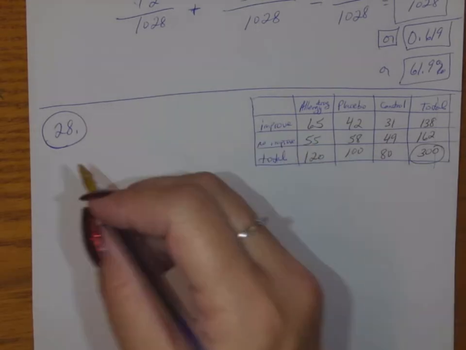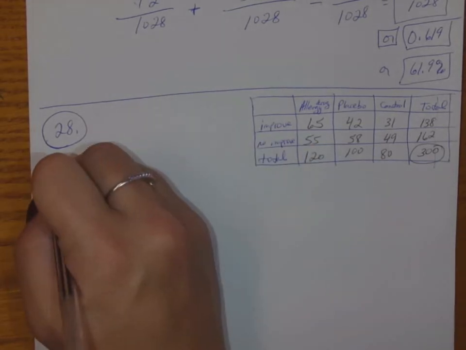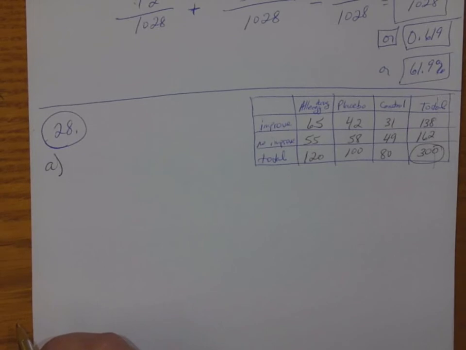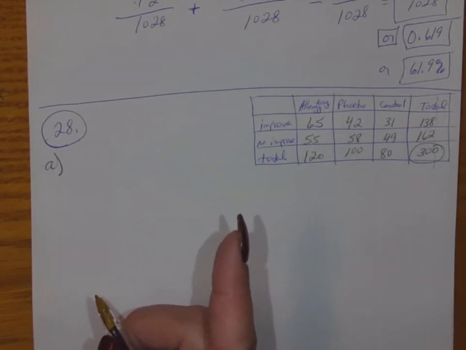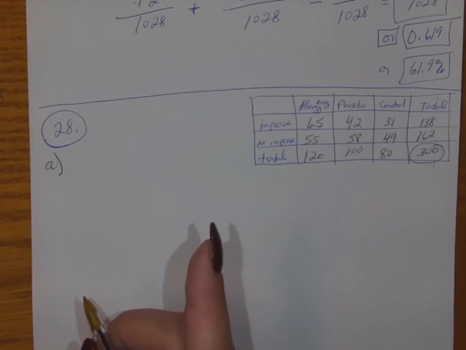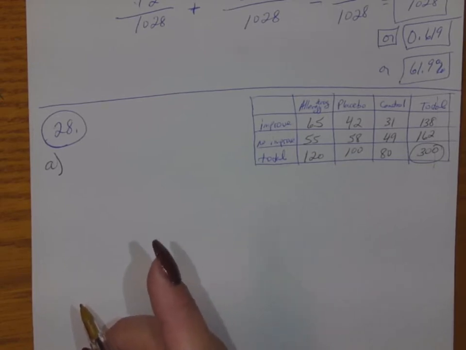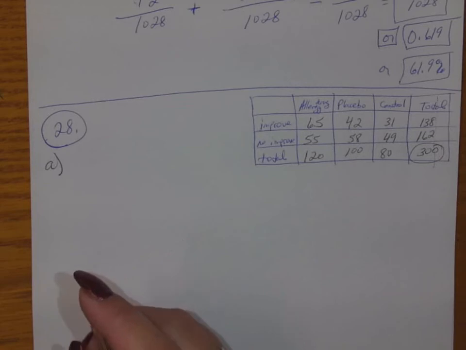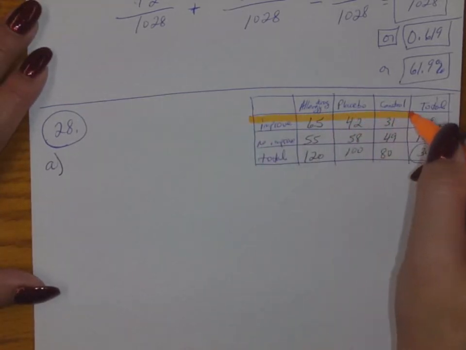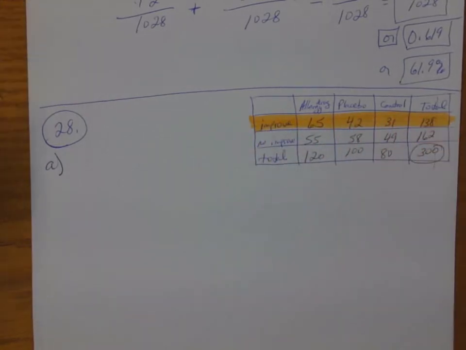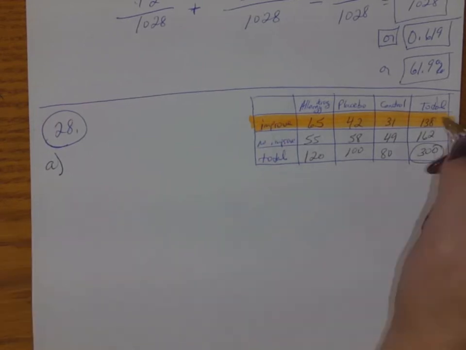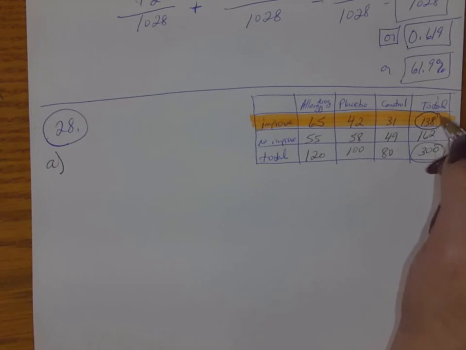A says, if 2 selections are made with replacement, so we're going to have to talk about what that means again, find the probability that both people improved. Okay, so let's just look real quickly at both people improved. Okay, improvement is here. Okay, so how many people improved total? Right over here, right? 138.